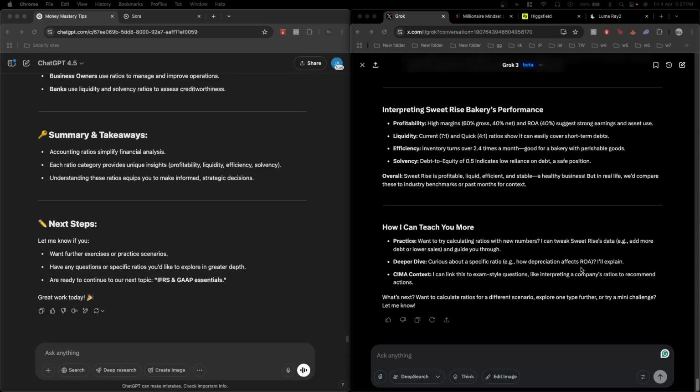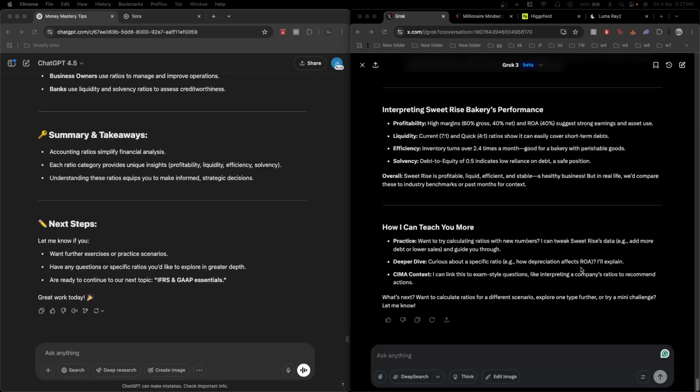And deeper dive covers if you're curious about a specific ratio, for example, how depreciation affects ROA. I'll explain. And you can also get answers in a CIMA context where Grok can link this to exam style questions like interpreting a company's ratios to recommend actions.